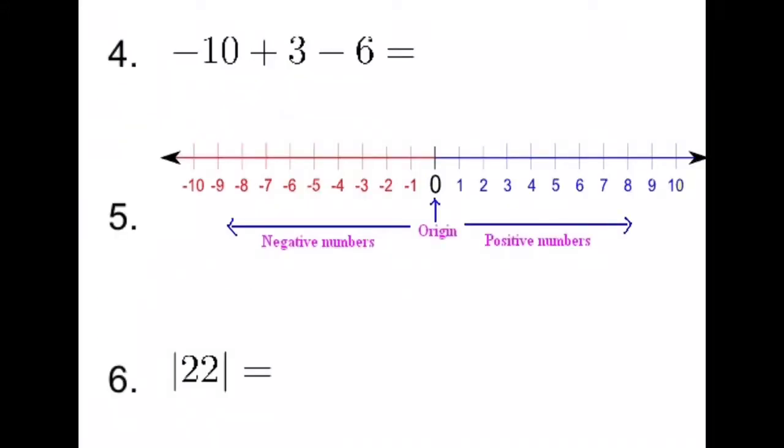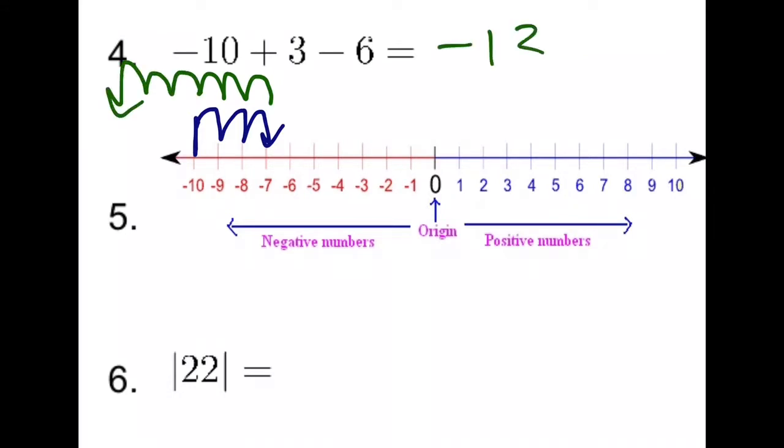For number 4, I'll pull back out my number line. I start here at negative 10. Plus 3 means I am going to move to the right 1, 2, 3, and I'm at negative 7. Minus 6 means I am moving 6 to the left from here. So 1, 2, 3, back to negative 10, negative 11, negative 12, negative 13 is my final destination.